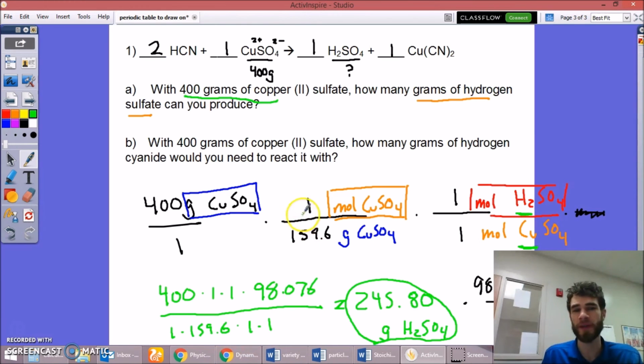So you would expect that your starting mass of copper to be a fair bit heavier than your resulting mass of hydrogen sulfate. And indeed we found that to be the case. 400 grams of copper and only 245 grams of hydrogen sulfate, because you're swapping it for a lighter couple of atoms. So that makes sense.